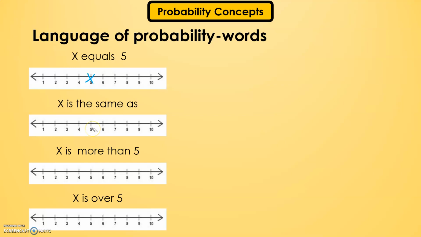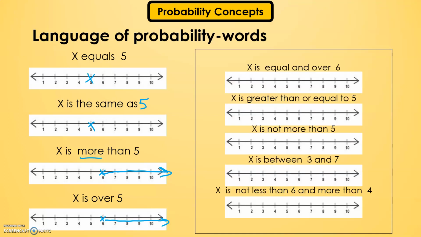We can use words that have the same meaning. So x is the same as 5 means exactly the same as x equals 5. X is more than 5. We've suddenly got a range. The key word there is more, so it's not equal to 5, so it must be 6 and going up. So they're the values that are more than 5. Again, x is over 5 means the same thing, so we can represent that on a number line like that.